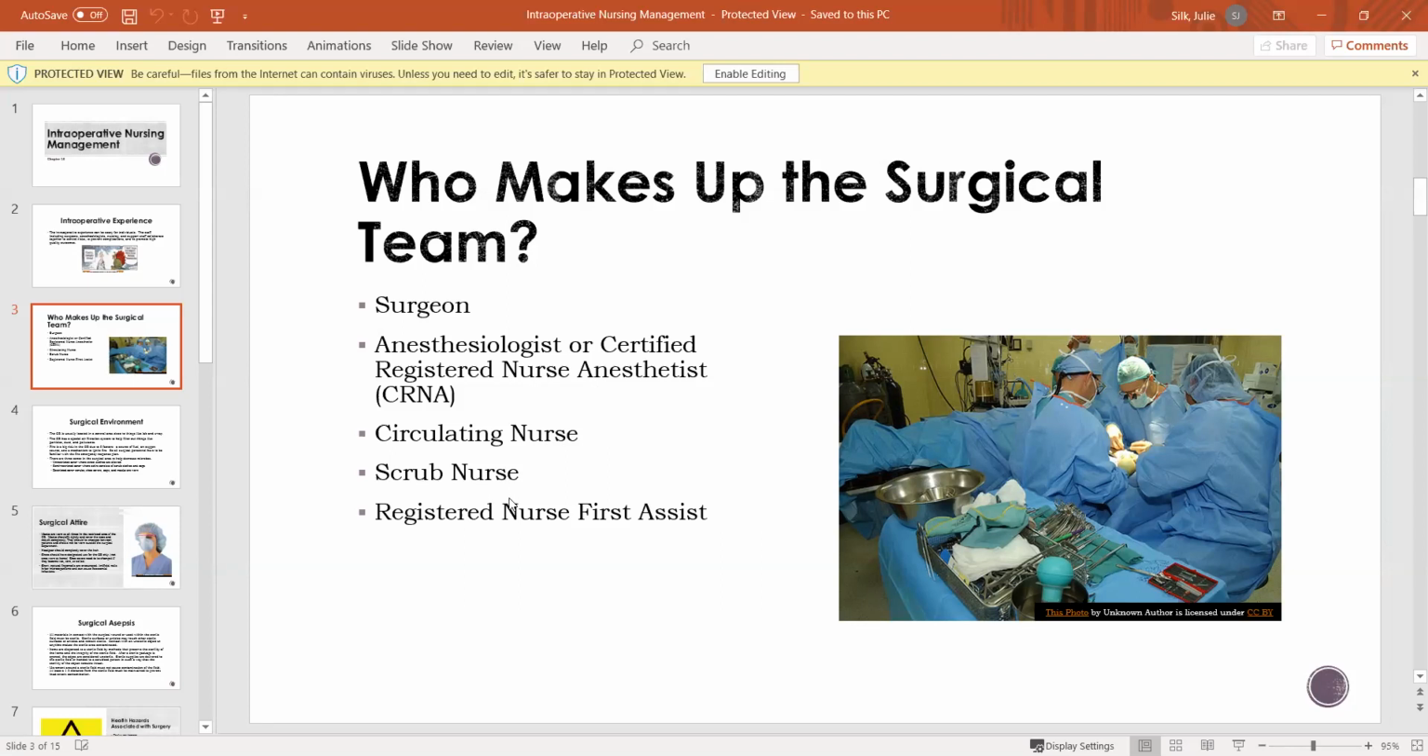Then we have the scrub nurse. So the scrub nurse is actually sterile. So remember, the circulating nurse is not, but the scrub nurse is. So they are going to do that surgical hand scrub just like the surgeons and everyone else who goes into the OR. They are responsible for setting up the sterile tables, preparing sutures, and any kind of special equipment that they might need. This person is going to assist the surgeon during the procedure by anticipating what instruments and supplies they need.